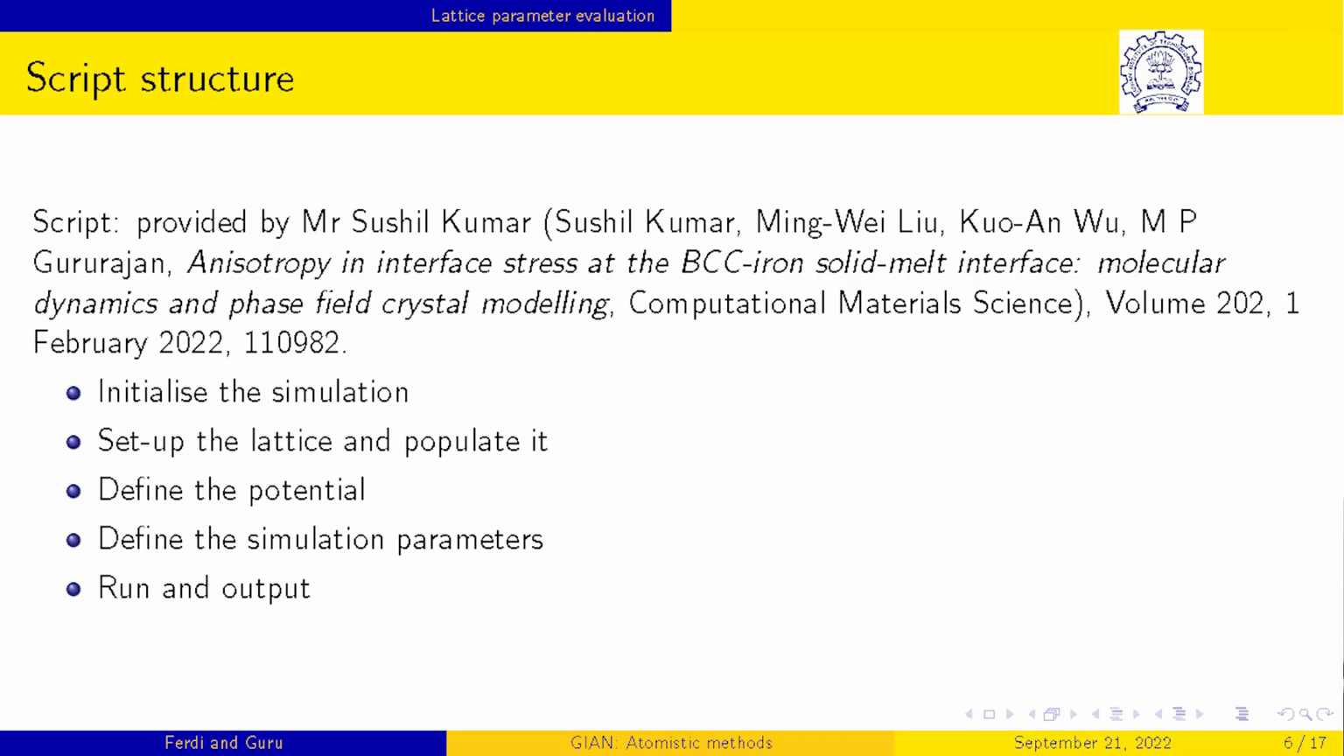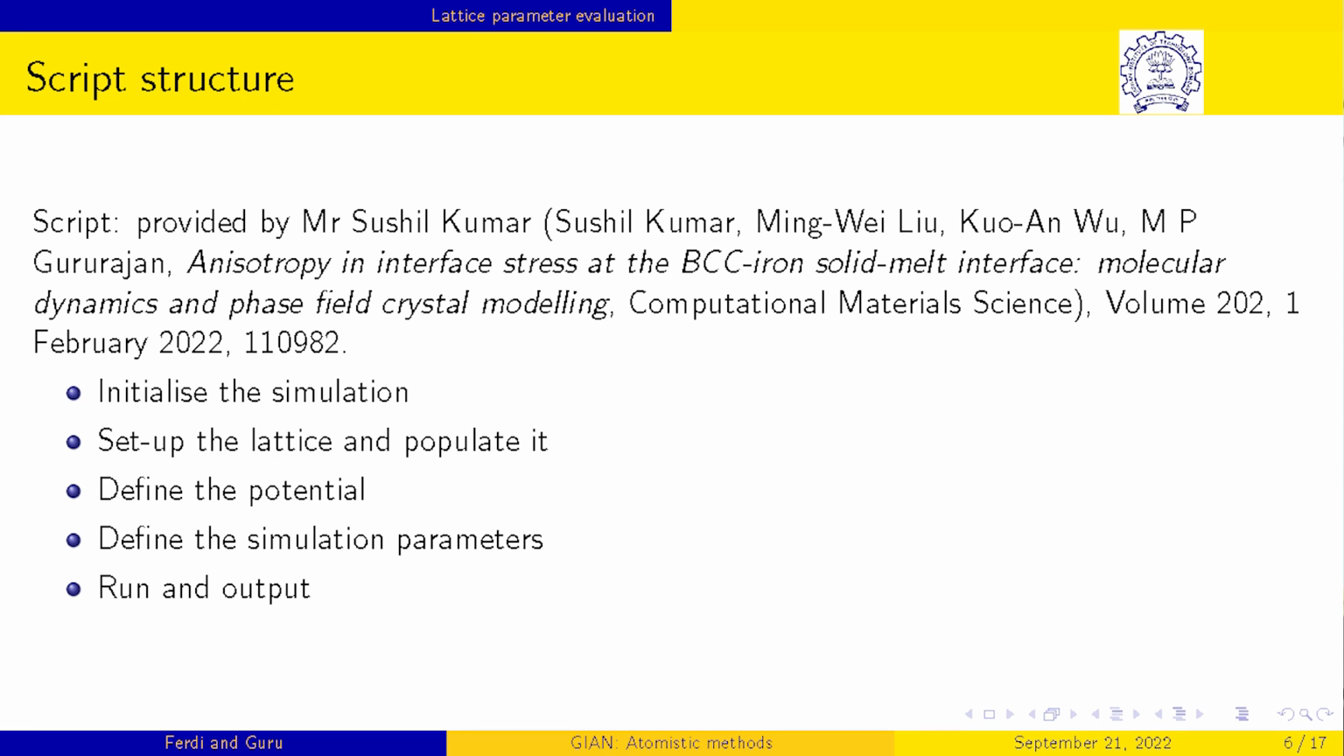Okay, so I am going to discuss a script for finding out the lattice parameter, and this script comes from Sushil. He is here, so I do not have to worry too much about answering questions. This is based on a paper that we recently published in Computational Material Science. And as you will see, Sushil has also documented it. You initialize the simulation, set up the lattice and populate it, define the potential, define the simulation parameters, run, and get the output. That is all. It is a very, very simple script.